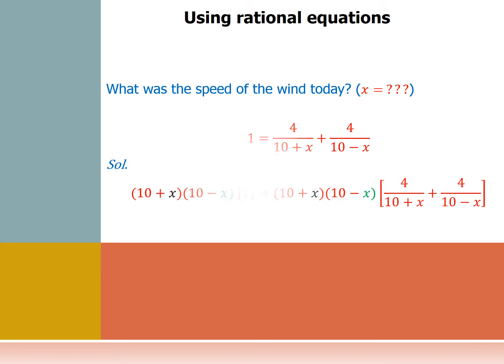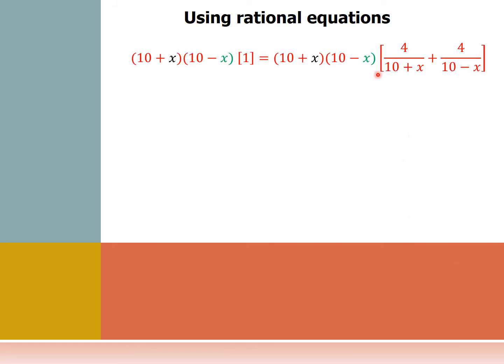10 plus x with 10 plus x for the first part, then we will get 4 times 10 minus x for the first part and the second part. And here we have to summarize 10 minus x with 10 minus x, then we will get 4 times 10 plus x. So here we have 10 plus x times 10 minus x, and in the second part 10 minus x times 4 plus 10 plus x times 4.